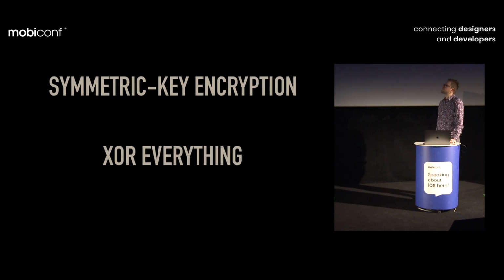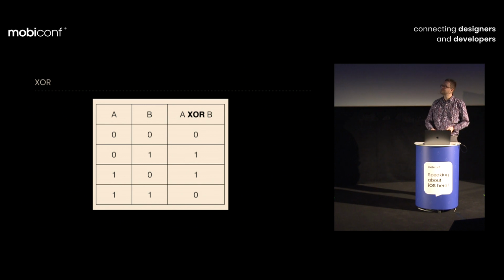What kind of encryption do we have? We have symmetric key encryption. Symmetric key encryption is an encryption where we use the same key to encrypt and to decrypt the message, basically. So this is the symmetry. And how does it work? Well, basically it's XORing. You know what XOR is? It's a logical operation, exclusive OR. And it can be represented like this.